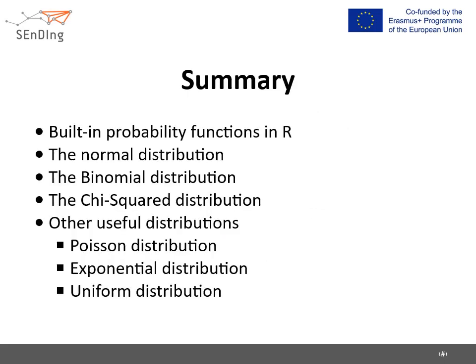In this video we discussed how R supports a variety of built-in functions for calculations of statistical distributions. More specifically, we talked about the normal distribution and the four functions R offers. We discussed the binomial and the chi-square distribution functions. In addition, we also presented functions for the Poisson, the exponential and the uniform distributions and gave some examples of their usage.